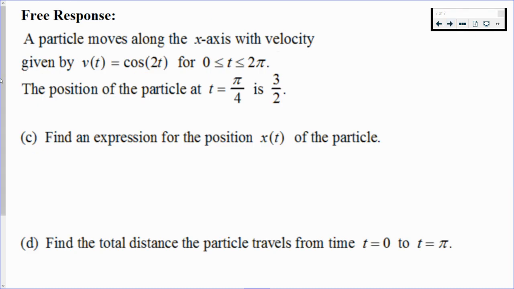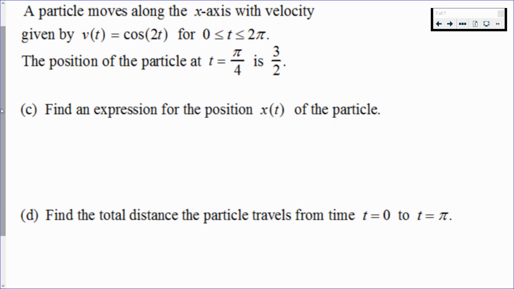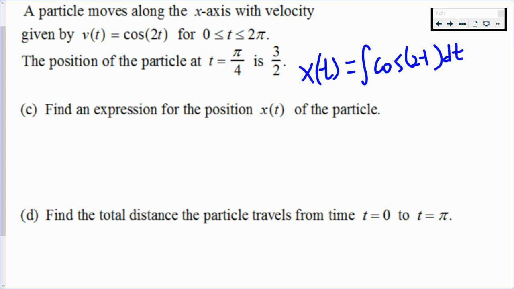All right, moving on. Still using the same problem, but now we're going to be looking at part C for an expression for the position of the particle. This is where our integration using substitution is going to come into play, because to find x of t, we have to take the integral of cosine of 2t, the integral of the velocity. So we know x of t would be the integral of cosine of 2t dt.